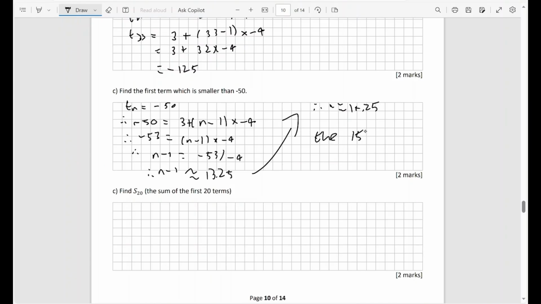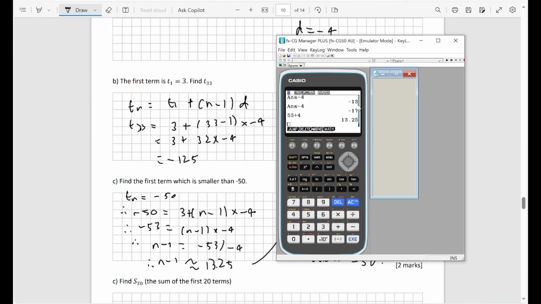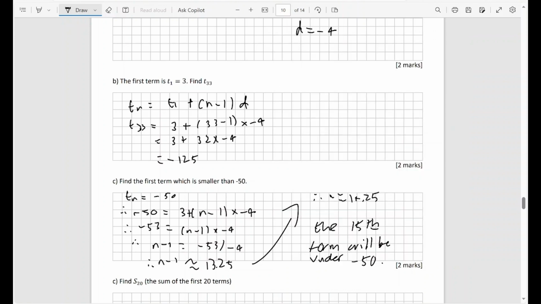The 15th term will be under -50, because you'd have to round up to 15. The 14th term won't quite cut it, but the 15th term will. Let's double check this. So 3 plus 14 take 1 times -4 gives you -49. 3 plus 15 take 1 times -4 does give you -53.